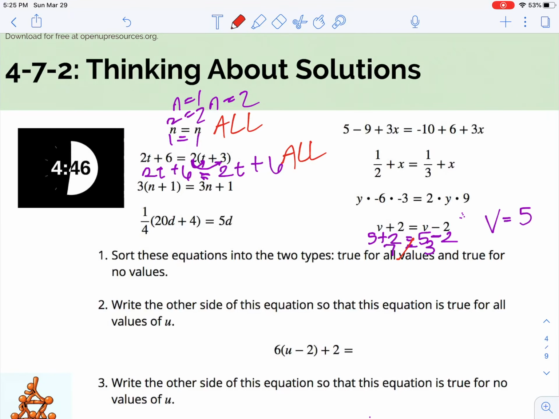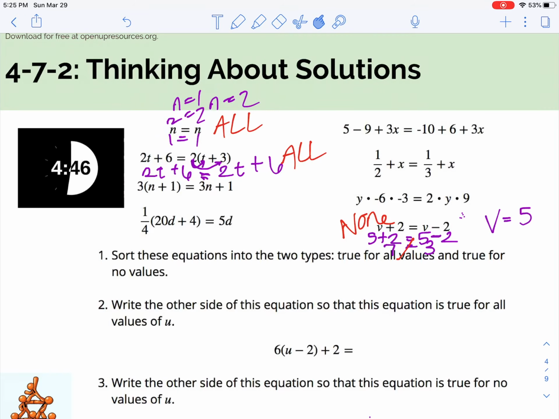That means that no matter what numbers I plug in here, it's not going to work, right? It's never, ever going to work. To be able to balance both sides of that and have the same answer, it's just the way it's set up. It won't make it equal, so you would just write none or no values or something like that.